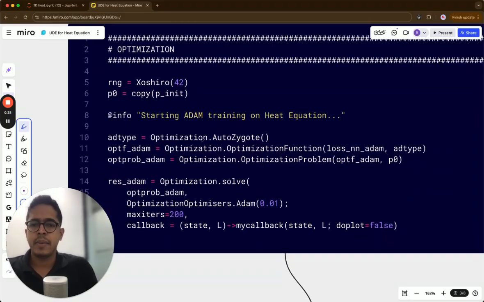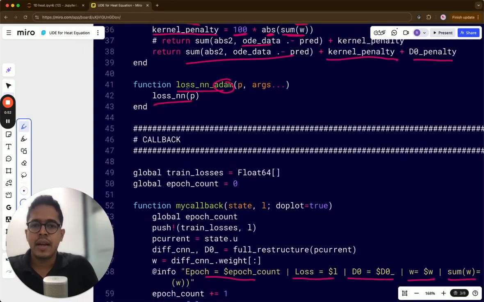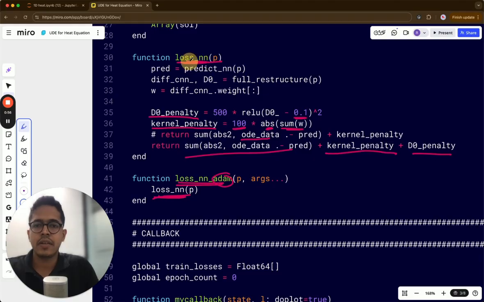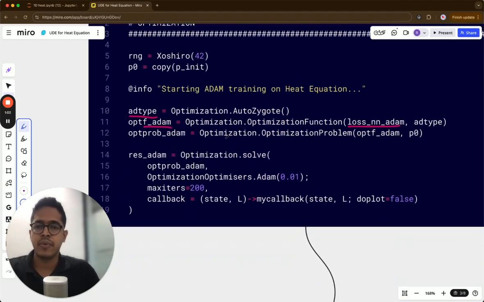So here is the optimization problem that we are looking at. This is add type equal to optimization.autozygote. And let's see the function that we are passing into the optimizer. It is loss nn Adam. Loss nn Adam is this guy. And loss nn Adam calls the loss function. Inside the loss function, which is this, we have three loss terms. So that is what we are optimizing for.